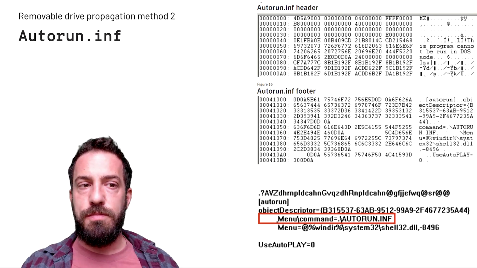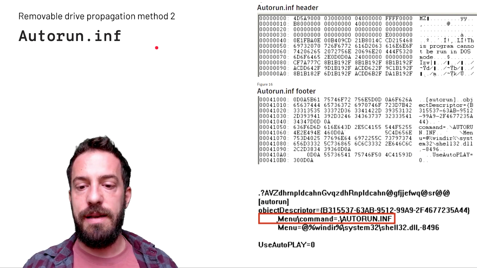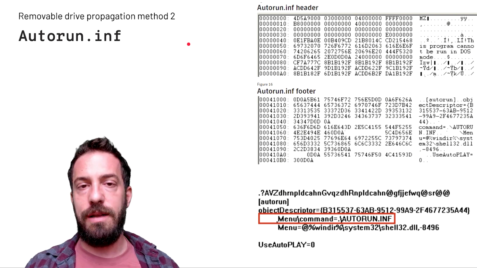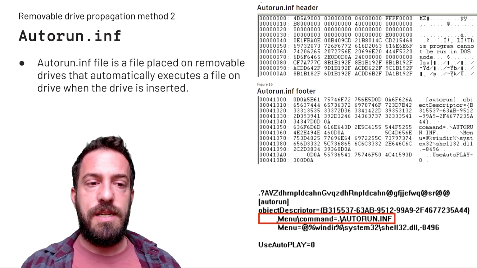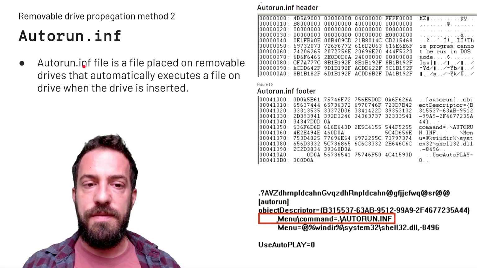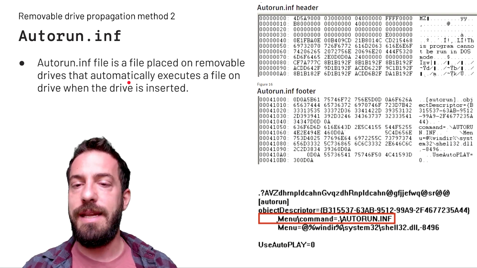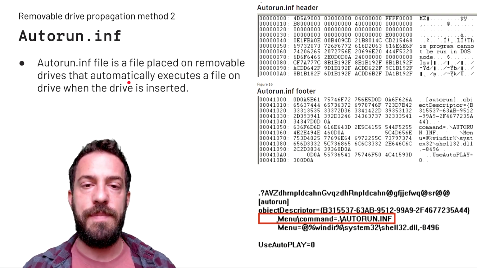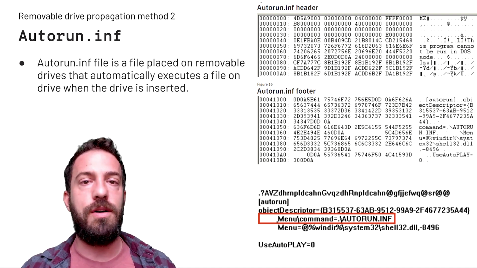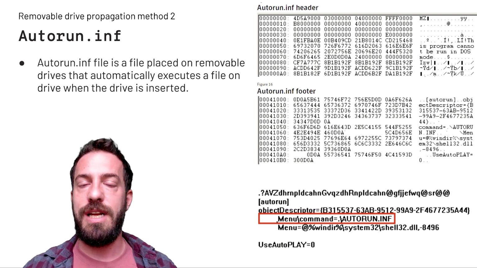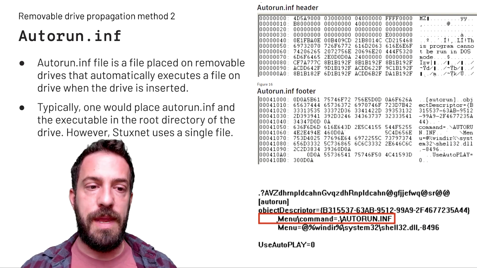The second way Stuxnet was propagating through the removable drives was the exploitation of the autorun.inf file, which indicates to Windows which file to execute when the USB drive or the removable drive is inserted. So autorun.inf is a file that is placed on the removable drive and will automatically execute a file, and the idea is that it increases usability. You insert the CD-ROM, and you don't have to open the browser and go to install.exe to start the installation of the software that you want. Autorun.inf will do it for you.